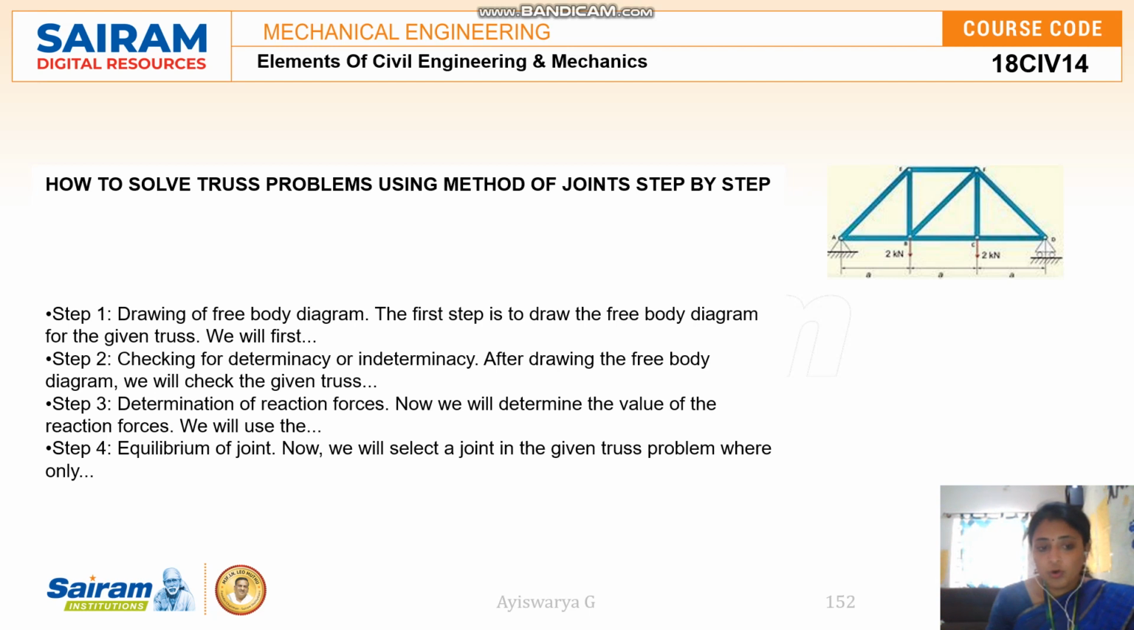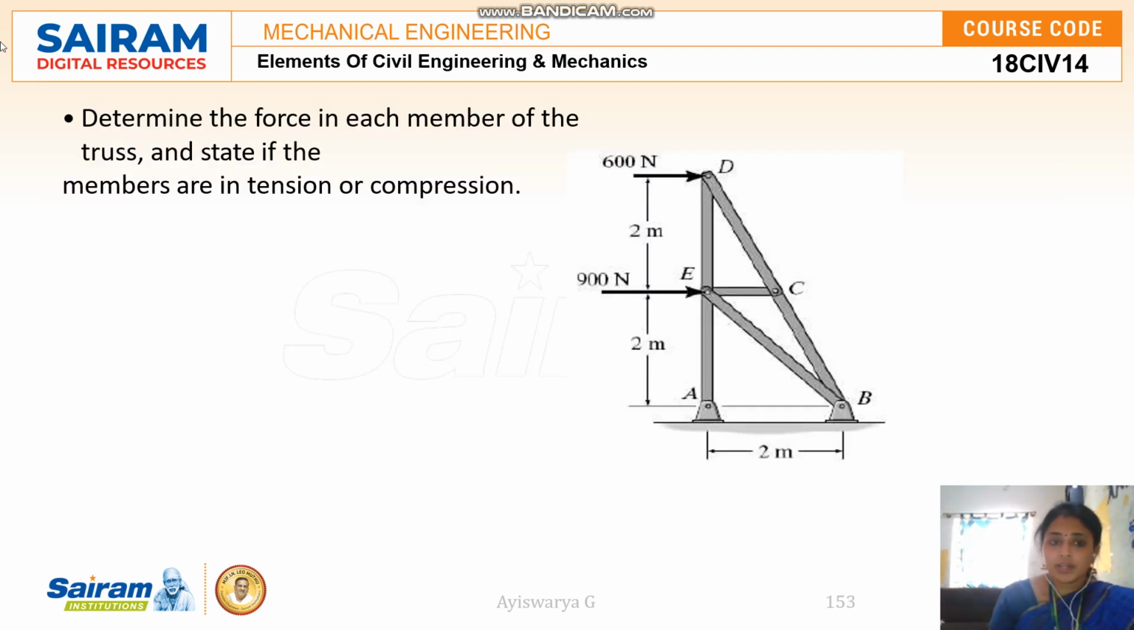Step number 4 is equilibrium of the joint. Now we will select joint by joint to do the numerical. So we shall see the numerical, guys. Here is a simple numerical which says: determine the forces in each member of the truss and state whether the members are in tension or in compression. You have to check and say whether it is in tension or compression.